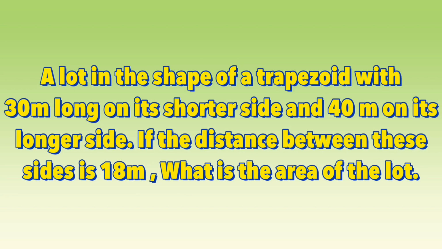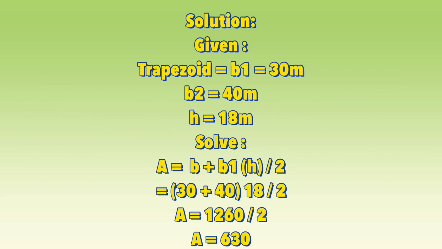Okay, the next problem is number 9. A lot in the shape of a trapezoid is 30 meters long on its shorter side and 40 meters on its longer side. If the distance between these sides is 18 meters, what is the area of the lot? The solution, given trapezoid, the figure, and the base 1 is 30 meters, the base 2 is 40 meters, and the height is 18 meters.